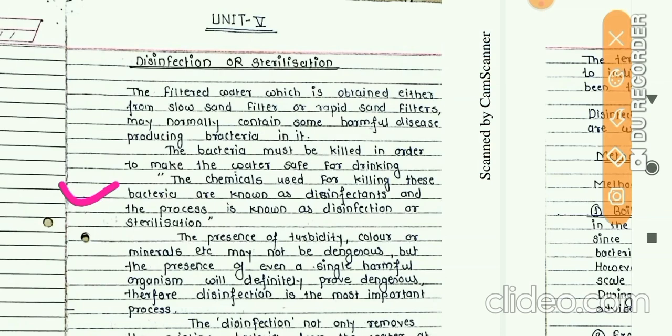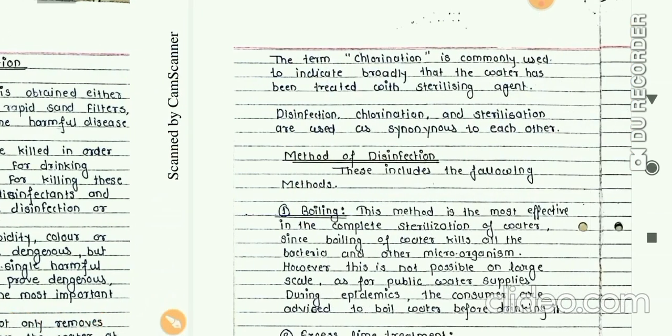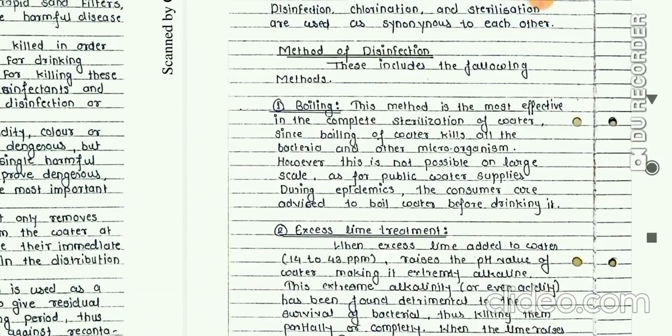So to kill that bacteria, we can use 4 methods. First is nothing but boiling. By boiling that water, we can raise the temperature of water so that the bacteria will get killed and we can remove that bacteria. But this is the method which can be used for a small scale. For public water supplies, we cannot use that boiling method.